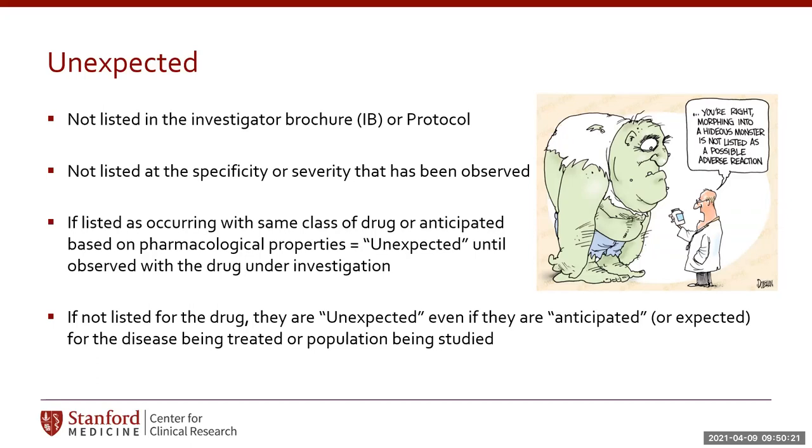And then another thing, even if it's written in the investigator brochure that it is expected for the drug class, but has not been observed for the specific drug yet, it would still be unexpected for the drug if you see it. Finally, if you anticipate it for the disease under investigation or for the population being treated, but not for the drug, it is still unexpected.